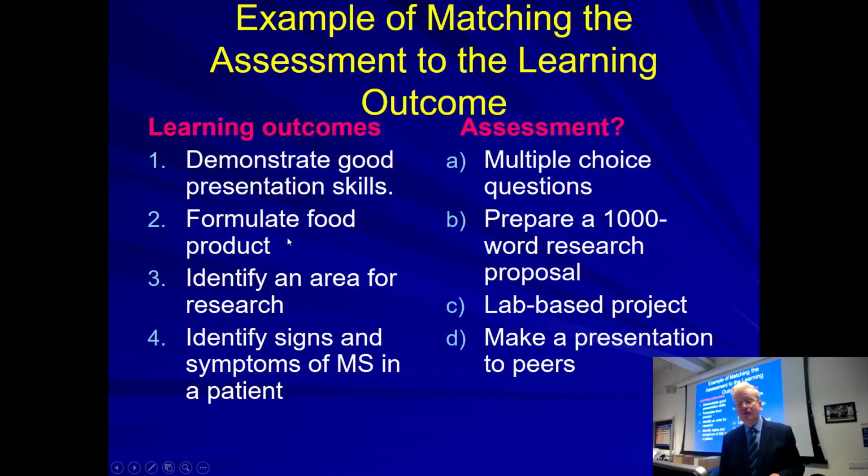Look at this second one, formulate a food product, maybe a new type of yogurt, new type of cheese. The only way you can do that, of course, is to go into your food science laboratory and try out various experiments.